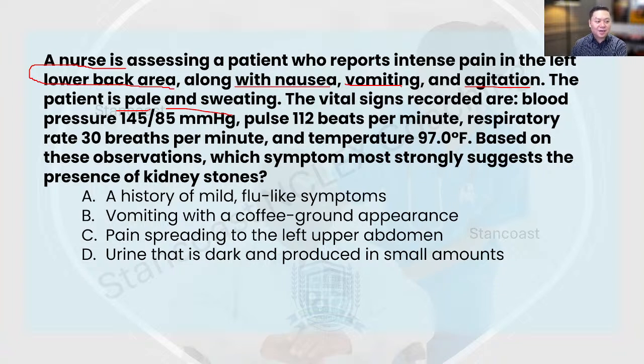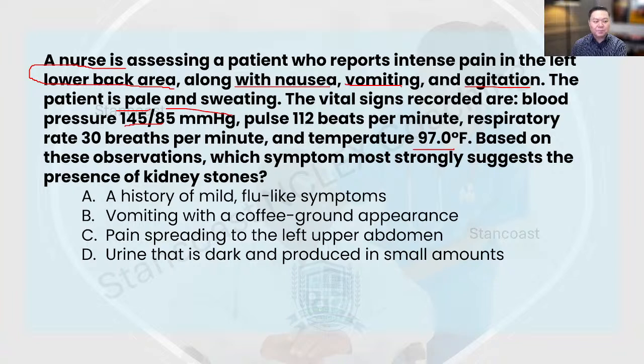And the vital signs are blood pressure of 145/85 mmHg. The patient is in pain, of course. That's another response to sympathetic SNS stimulation. The pulse is 112, above the normal. That's already tachycardic. And the respiratory rate of 30 breaths per minute, way above. Our cutoff is 20 cycles per minute. That is way fast. And the temperature of 97 degrees Fahrenheit, normal. Based on these observations, which symptom most strongly suggests the presence of kidney stone?